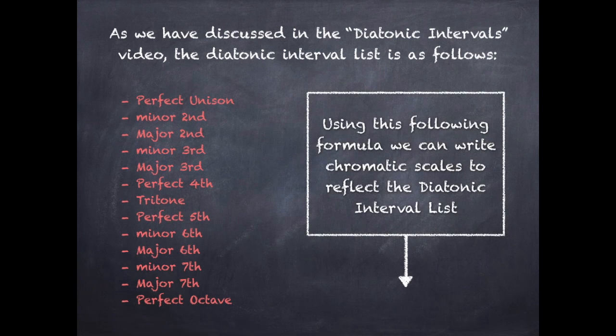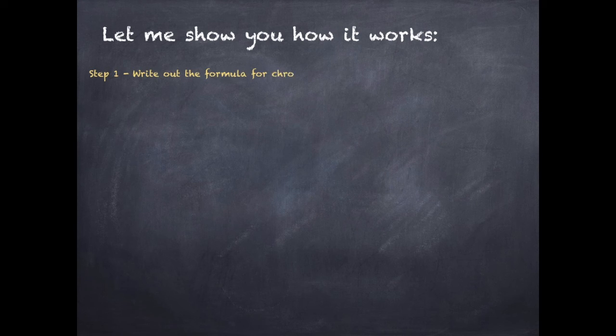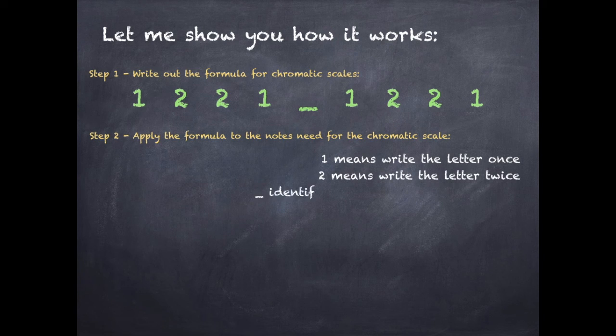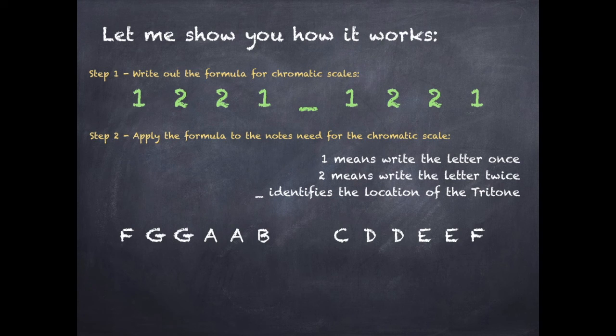Using this following formula, we can write the chromatic scale to reflect the diatonic interval list: 1 2 2 1 dash 1 2 2 1. And let me show you how it works. Step 1 is write out the formula for the chromatic scale: 1 2 2 1 dash 1 2 2 1. Step 2, apply the formula to the notes needed for the chromatic scale. 1 means that you write a letter once, 2 means that you write a letter twice, and the dash identifies the location of the tritone. So you can see F, G, G, A, A, B, C, D, D, E, E, F.